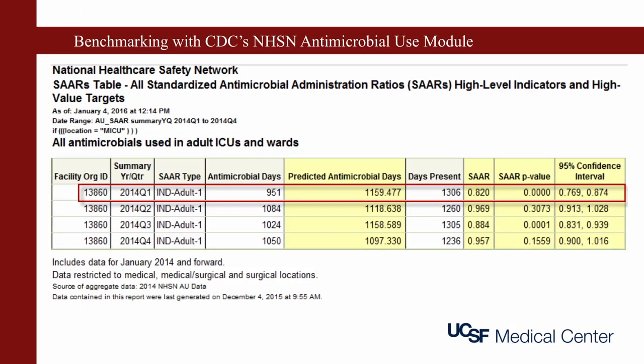Obtaining and analyzing the data for peer benchmarking can be a significant challenge. However, the CDC has made a huge step forward with the Antimicrobial Use module of the National Healthcare Safety Network Surveillance Program. Institutions that electronically submit their antimicrobial use data through this platform contribute to statistical models that adjust for patient mix and other interinstitutional variables.